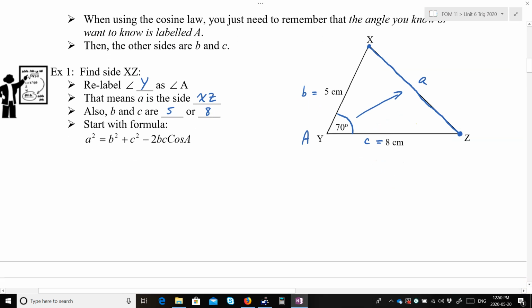So start with the formula. A squared equals B squared plus C squared minus 2BC cos A. And we're looking for A. So this is going to continue to be A squared, but we've determined that B is 5. So we go 5 squared plus the C is 8 minus 2 times B is 5, C is 8. And then you do cos of angle A, and angle A is 70 degrees. Okay, so it's fairly easy to just plug all those numbers in and solve.